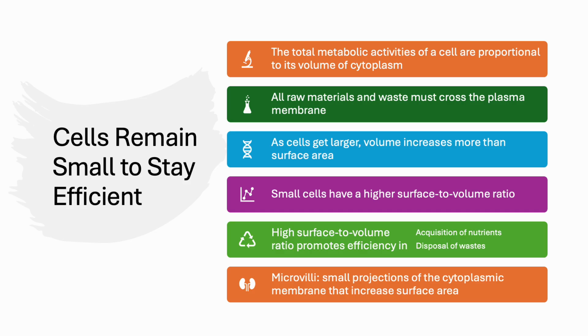To solve this, cells either remain small or adapt strategies to increase surface area, such as having folds, extensions, or elongated shapes. Some cells, like intestinal epithelial cells, have microvilli that dramatically expand their surface area to maximize absorption. This principle of size and limitation helps explain why multicellular organisms evolved. Many small cells working together can form tissues and organs that function more efficiently than one giant cell ever could.